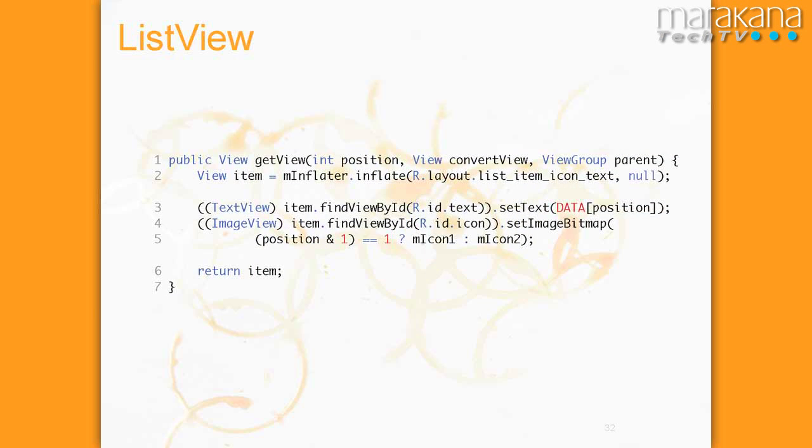Anyway, in your adapter that feeds the items in the list, you have to implement a method called getView. And the naive way of implementing it is like this, for instance. I'm inflating a view from XML. I have a text view, I set the text on that text view. I have an image view, I set the image, and I return that.